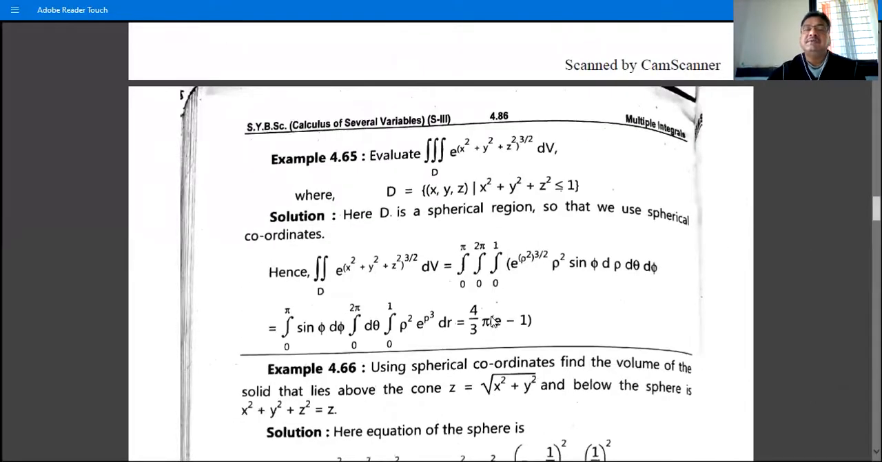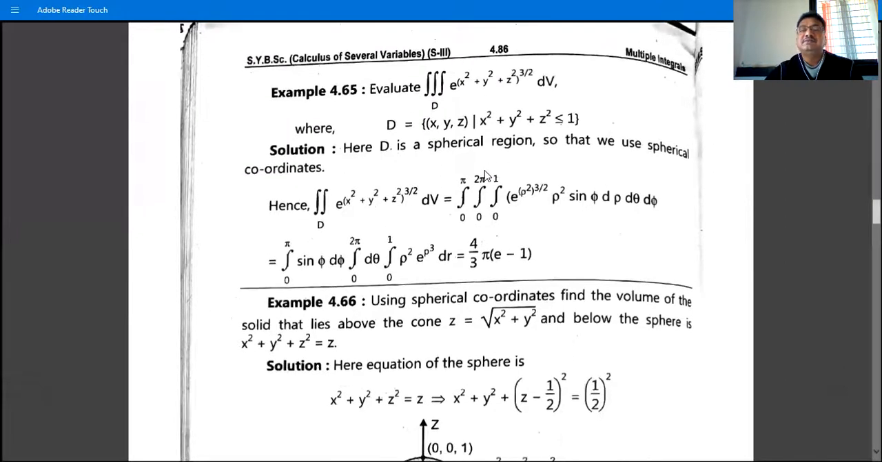Now the examples of triple integration using spherical polar coordinates and cylindrical polar coordinates. The first example: evaluate the triple integral of e raised to x square plus y square plus z square. If there is x square plus y square, then use polar coordinates in a two-variable function or double integration. Like that, if there is the term x square plus y square plus z square, then use spherical polar coordinates. So D is what? The set of x, y, z such that x square plus y square plus z square is less than or equal to 1.